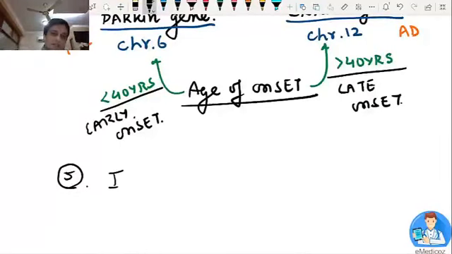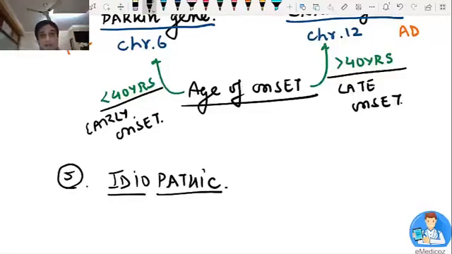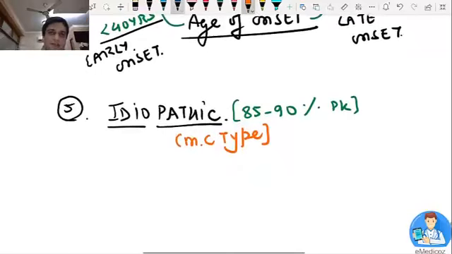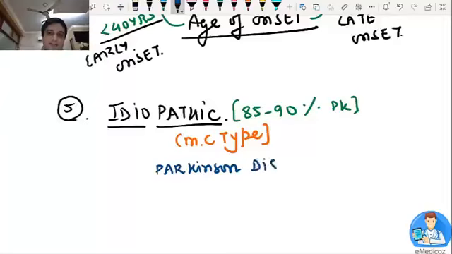Then we have a cause which is unknown, known as idiopathic. As we know, the word idiopathic means the doctor is idiot and the patient is pathetic because the doctor is idiot. Now we find somewhere around 85 to even 90%, some books differ in the percentage, of Parkinsonism patients are of the idiopathic type. That's a very standard question. The most common type of Parkinsonism is the idiopathic type. And don't forget, idiopathic Parkinsonism is also known by another name, Parkinson disease, abbreviated as PD.